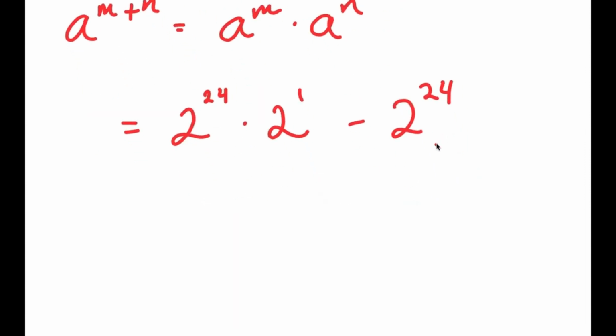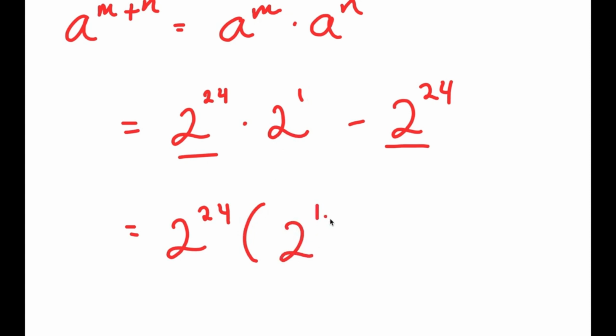Now, from here, what I'm going to do is factor out 2 to the power of 24, because notice how both of these terms have 2 to the power of 24 in them. So I get 2 to the power of 24 times 2 to the power of 24 times 2 to the power of 1 divided by 2 to the power of 24 is just 2 to the power of 1. And negative 2 to the power of 24 divided by 2 to the power of 24 is just negative 1.